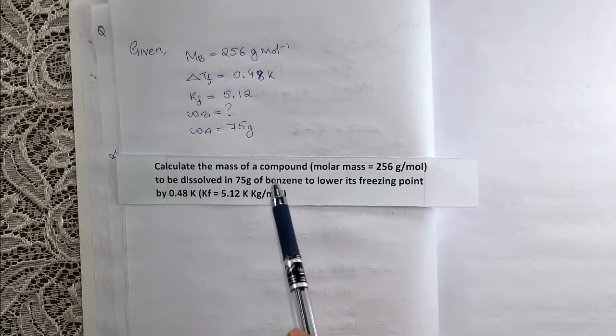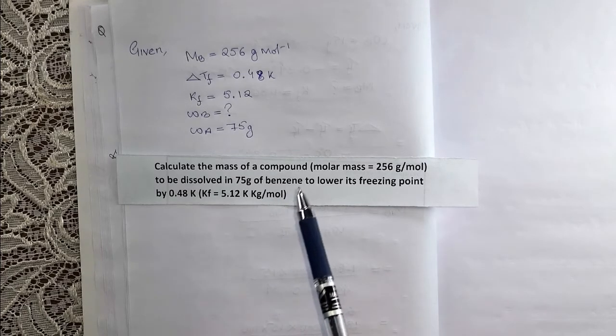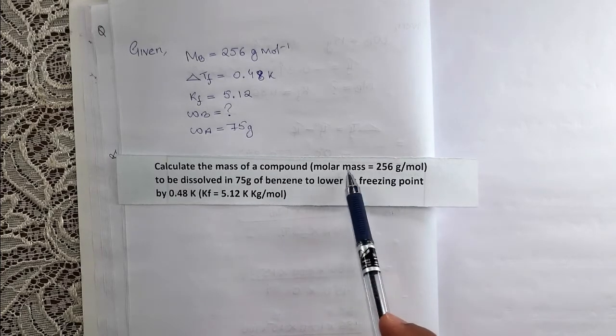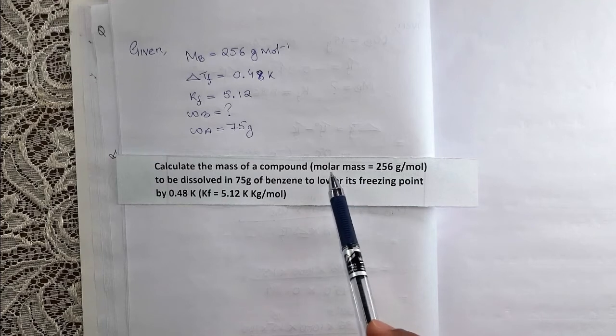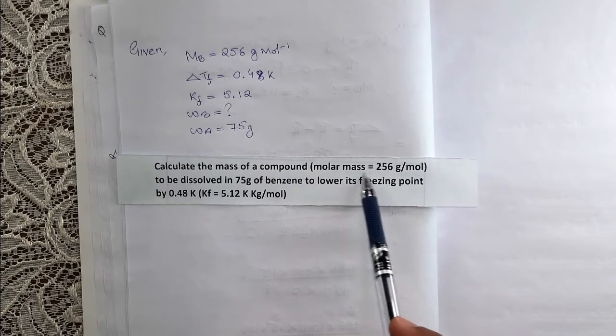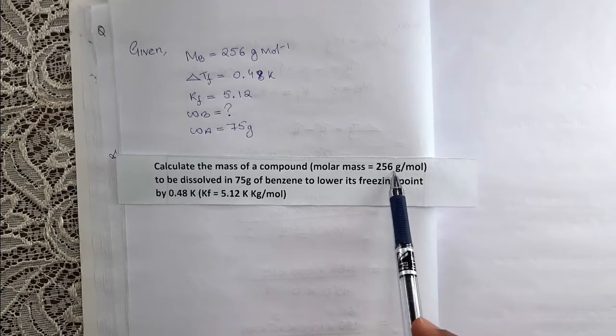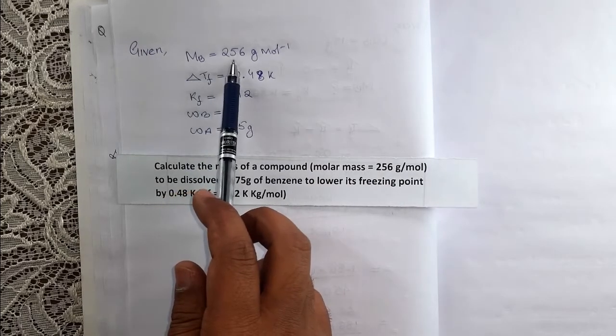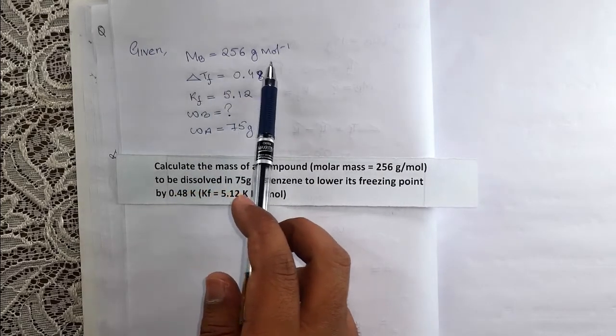So if you look at the equation carefully, we shall first take out the given. So molar mass, according to this formula, we have only one molar mass, which is Mb. So this will be your Mb. Mb is equal to 256 gram per mole.